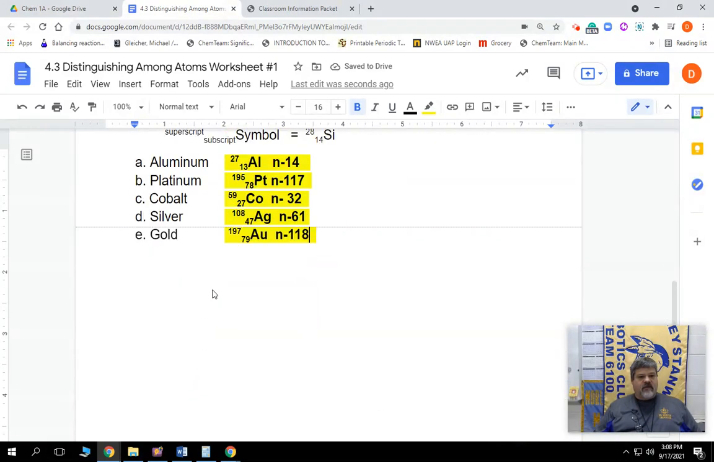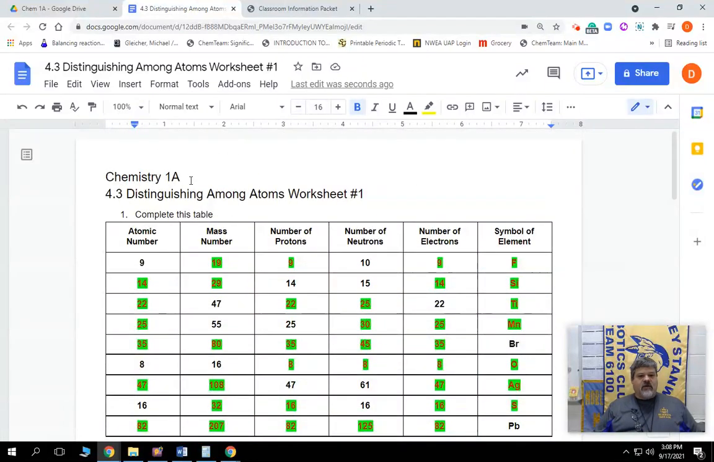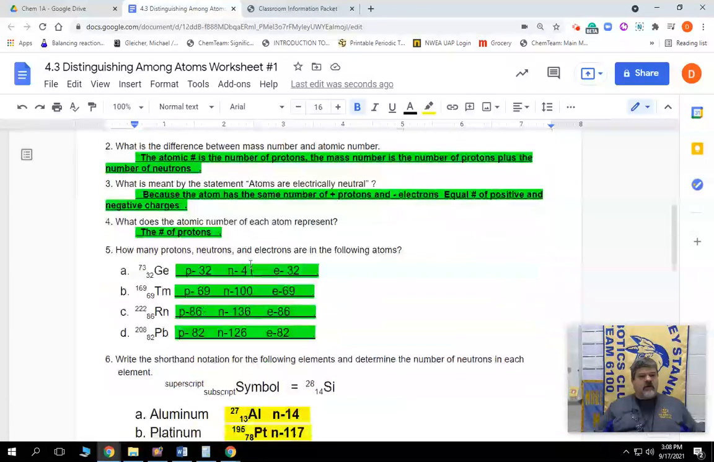Hey, we're all done. That was it for what was on there. So all you'd have to do at this point is turn it in, double check all what you have, make sure that everything is correct and you know how to do it.